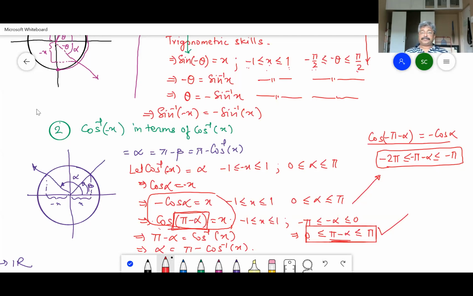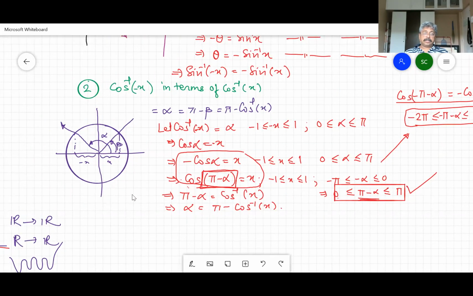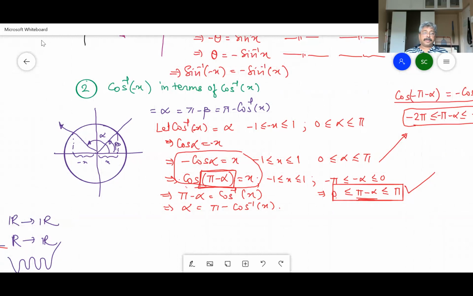Did everyone understand? Excuse me, sir. Yes. The reason why we want it to be in the range, is it because after that step we will be taking cos inverse of both sides? Yes.